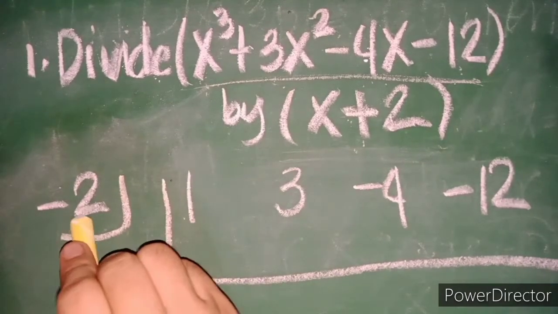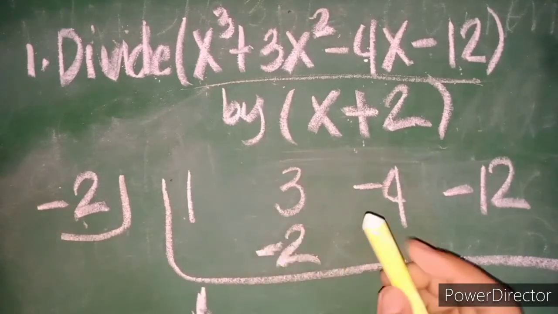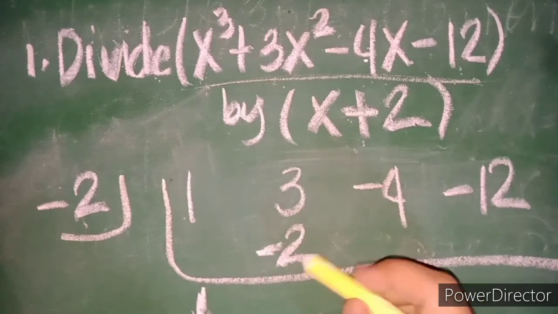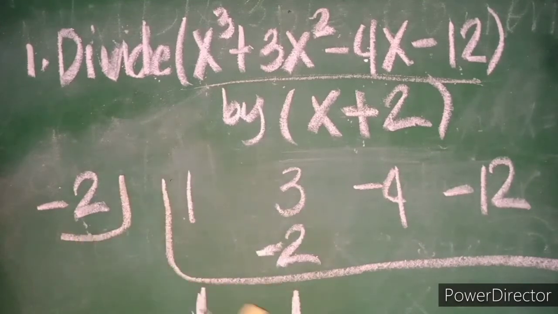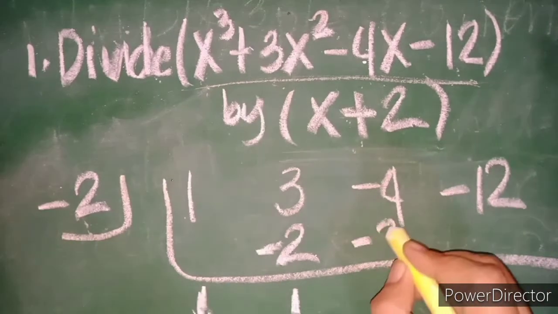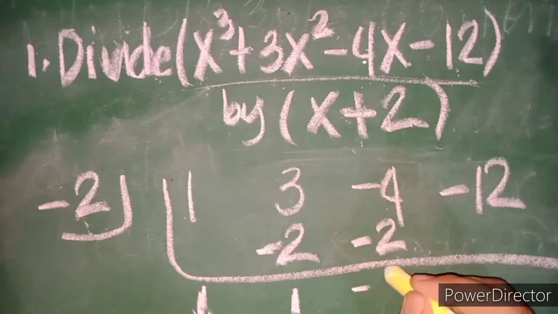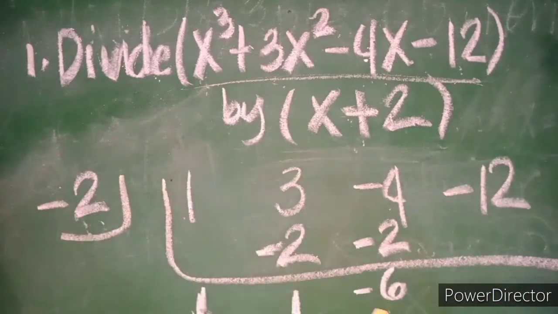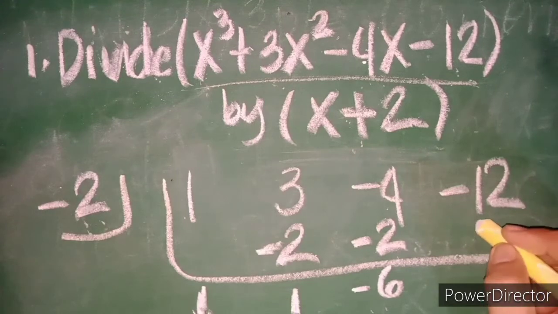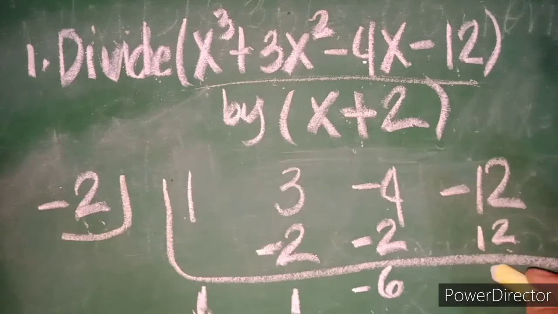And then, multiply negative 2 by 1 and write the result below. So, we have negative 2. So, negative 2 times 1 is negative 2. And then, add 3 plus negative 2 is 1. The negative 2 times 1 is negative 2. Okay, negative 4 plus negative 2, the answer is negative 6. And then, again, we multiply negative 2 times negative 6. The answer is positive 12. Negative times negative is positive. And then add negative 12 plus 12 is 0.